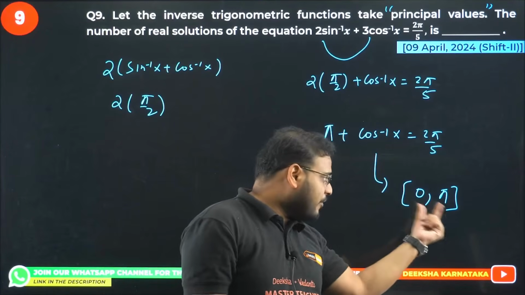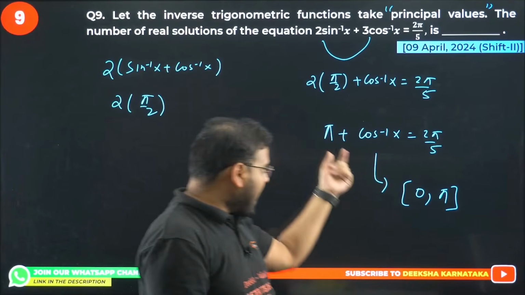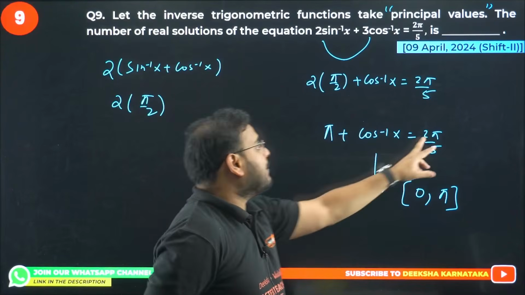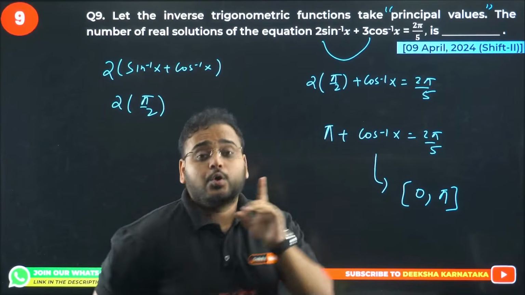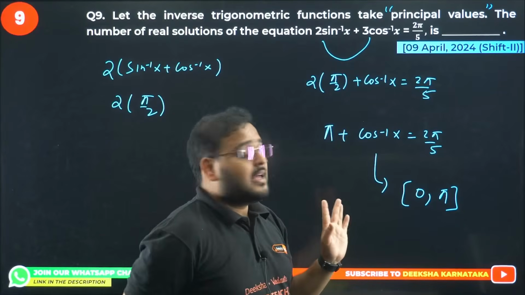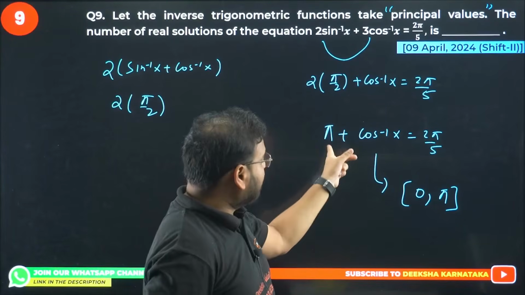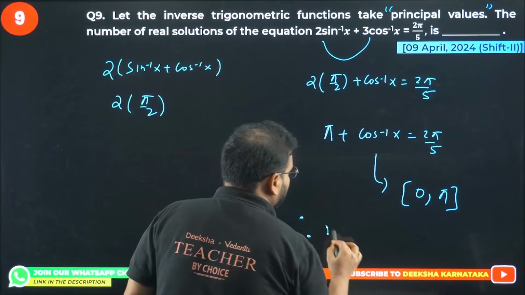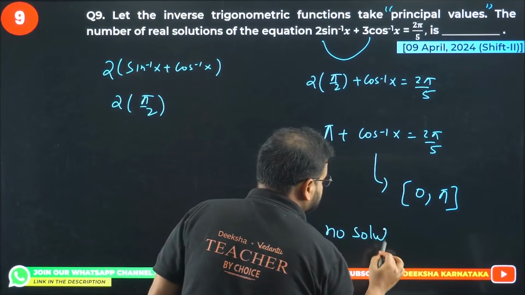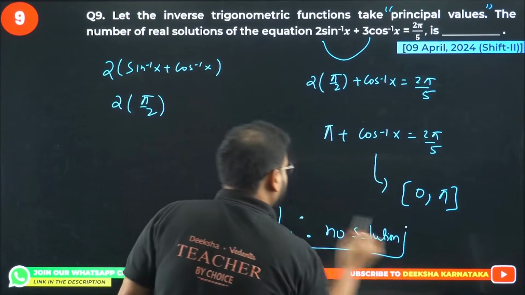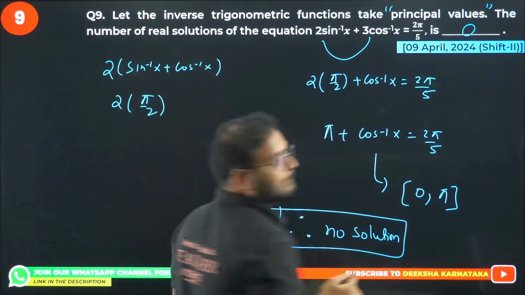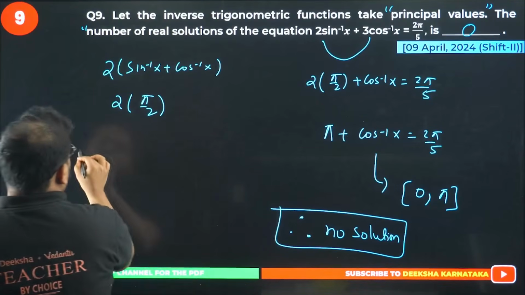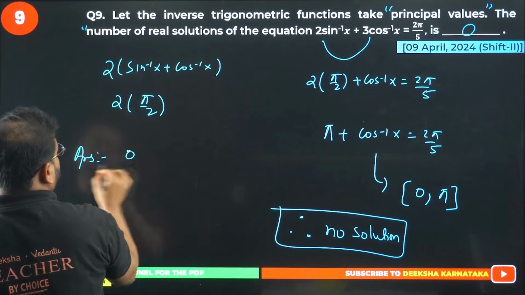Can you use any of the values over here to add to pi to get 2 pi by 5? Think. 2 pi by 5 is already smaller than pi. Can you use any positive number added to pi to get 2 pi by 5? Never. Therefore, no solution, sir. Answer is 0. The number of solutions is 0. I write here, answer is 0.